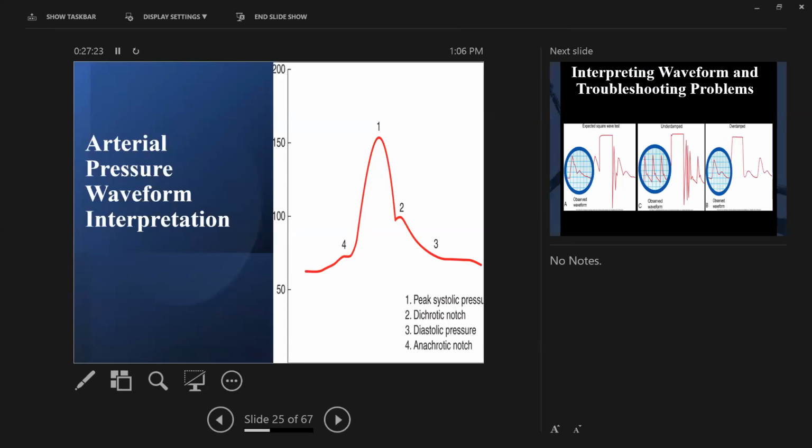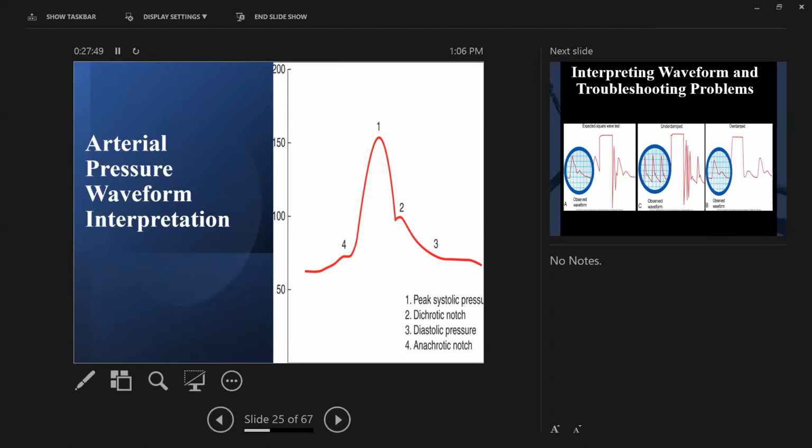All I want to say about this particular slide, honest to God, please do not study number 1, number 2, number 3, number 4. The only one that's really important is number 2. What number 2 reflects is the closure of the aortic valve, right before diastole occurs. It's called the dicrotic notch because you're looking for that little doop in the waveform.